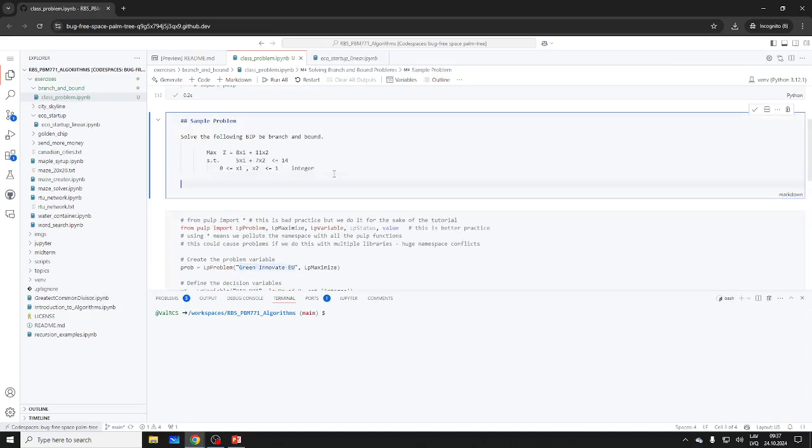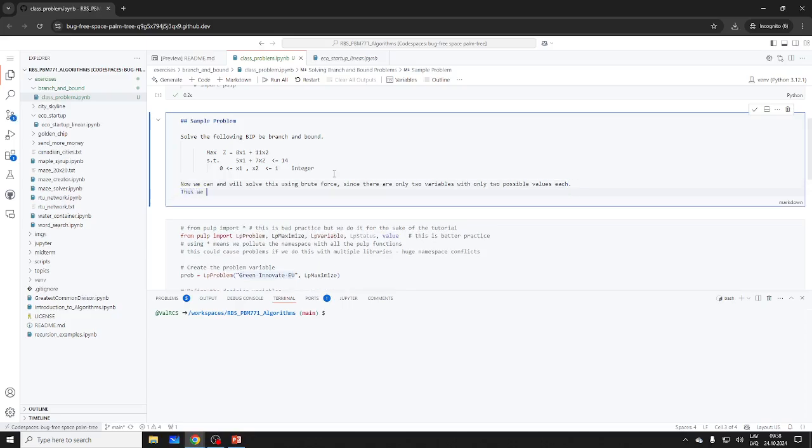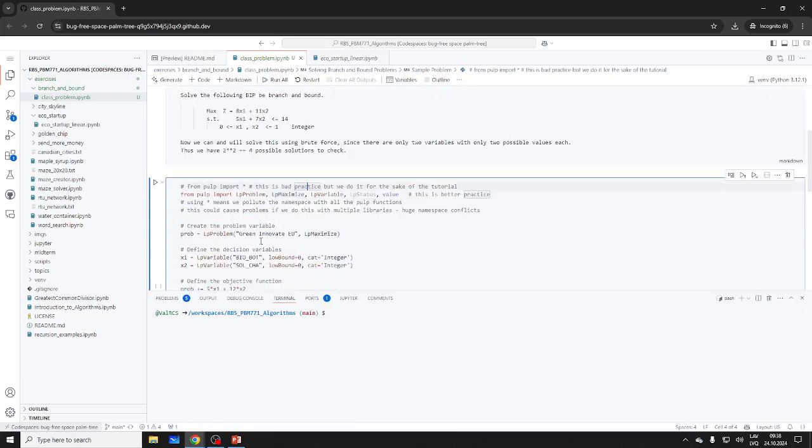So obviously, now we can and will solve this using brute force, since there are only two variables with only two possible values each. Thus, we have four possible solutions to check. Okay. But first we'll do the linear one. It's going to look really easy.